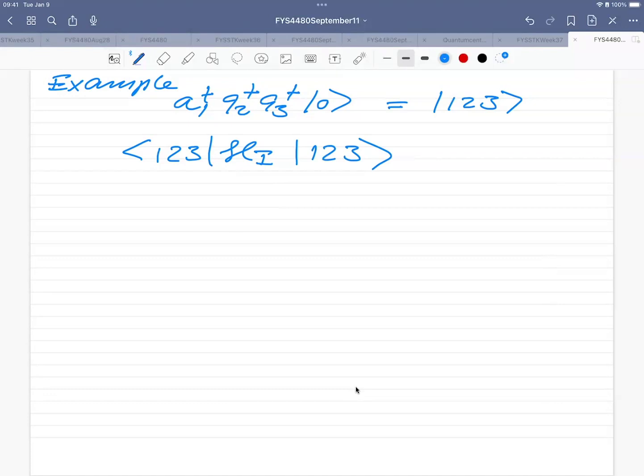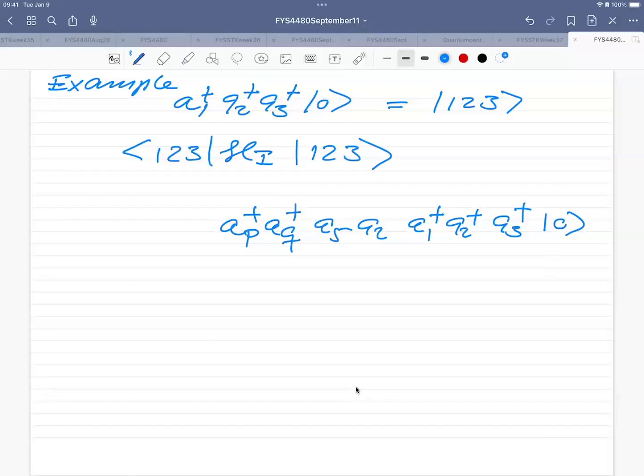So let's just look at the contractions here. We have the operator A_P† A_Q†, and then we have A_S, A_R, and then we have A_1†, A_2†, A_3†. This is actually going to be the simpler case, because if I have different single particle states on the bra and ket side, we have more combinations which we need to take into account. And then we would have |0⟩ here, and then we have A_3, A_2, and A_1. Sorry, A_1 here.